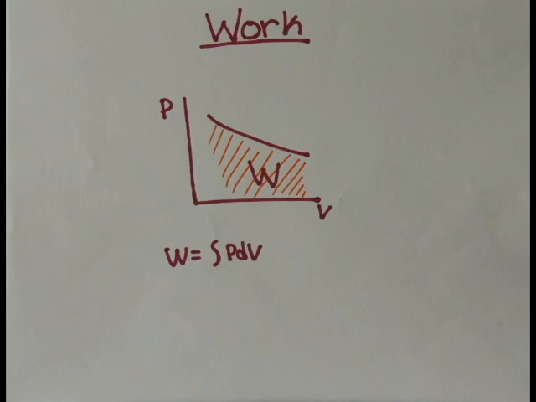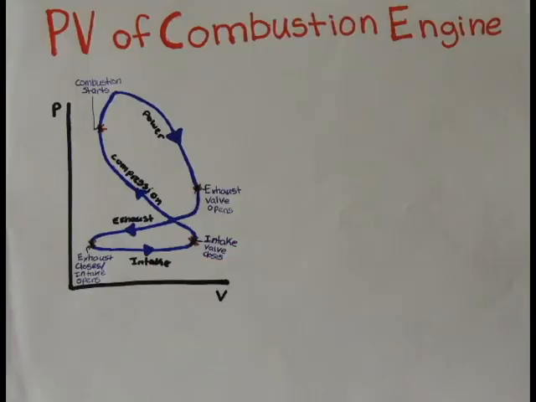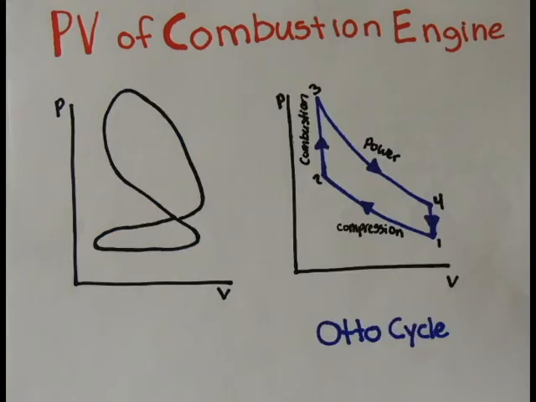So a good place to start to understand the combustion engine is to look at its PV diagram. This is the actual PV of the combustion engine. As we see, it is very complicated and would be very difficult to analyze. To make analysis easier, we use an idealized cycle called an Otto cycle. The Otto cycle still undergoes the same processes, but these processes are simplified in such a way that we can use basic thermodynamic models to describe each process.